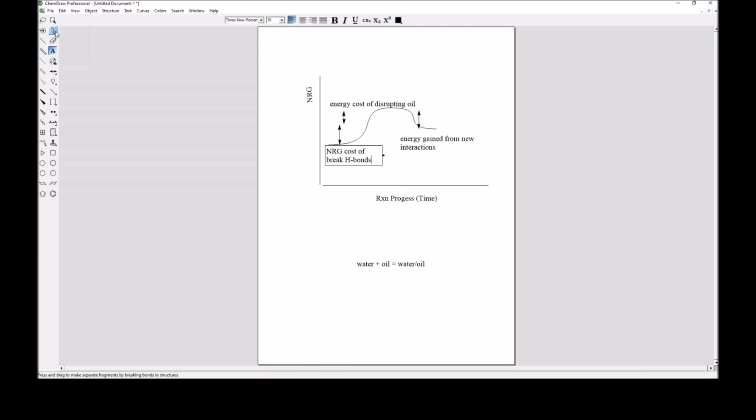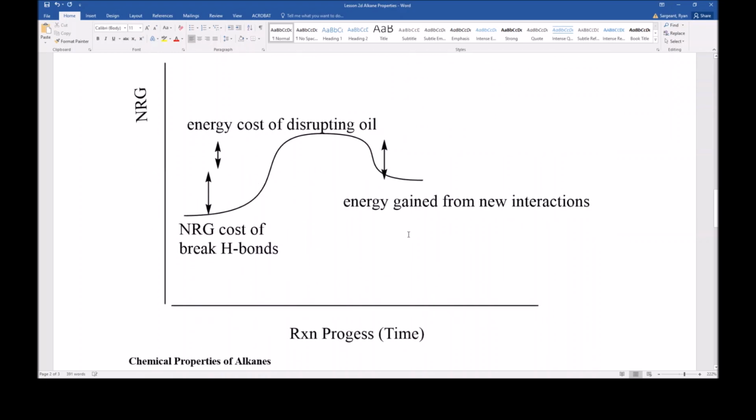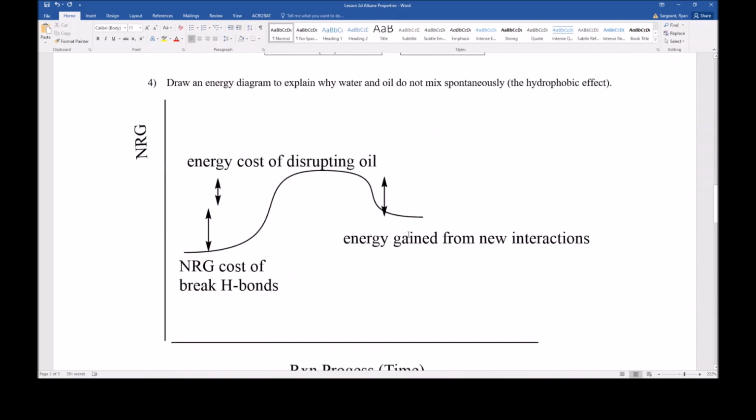All right, see if we can copy and paste this over into our answers. That didn't look too bad. That'll work. Okay, this is again referred to as the hydrophobic effect and kind of explains why water can't dissolve everything. Water won't dissolve something when the energy gain from the new interactions does not exceed the sum of the energy cost of breaking apart the hydrogen bonds of water and the energy cost of disrupting whatever that solute was.